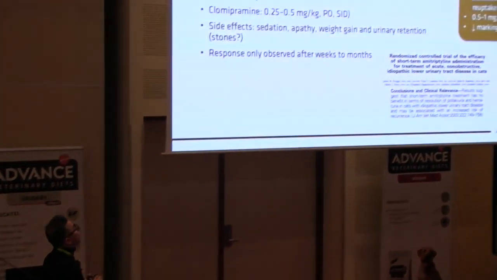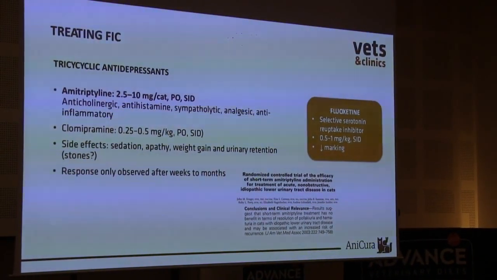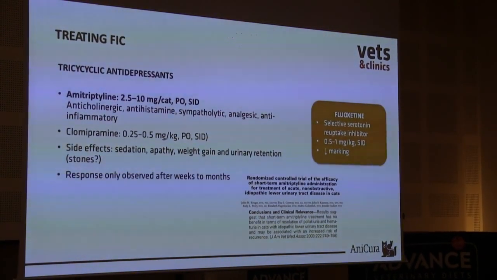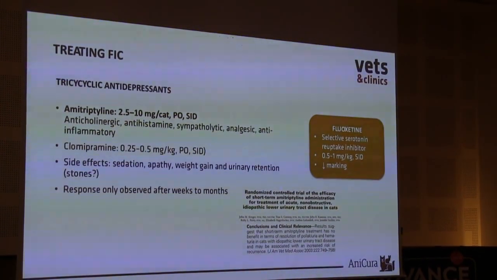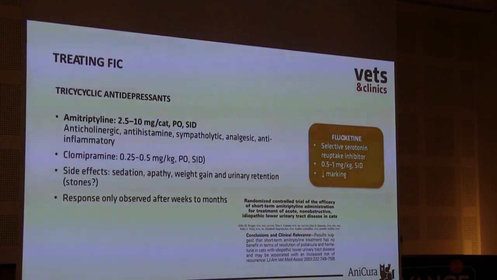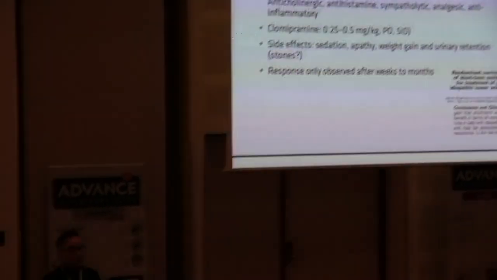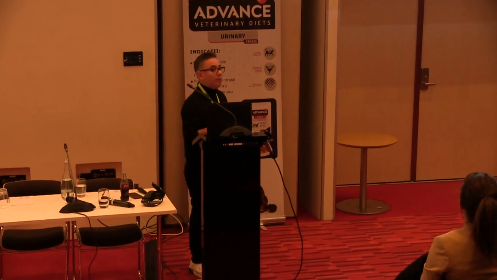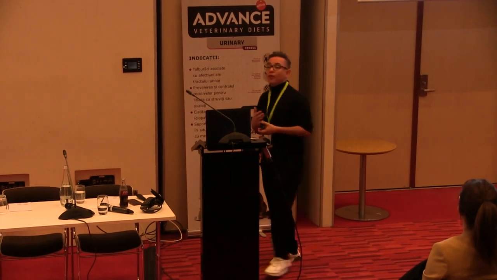This is where we have more evidence. In the chronic cases, we know that probably this cat is totally stressed, so we can use a tricyclic antidepressant, and the main one is amitriptyline. Okay, this is anticholinergic, antihistamine, anxiolytic, analgesic, anti-inflammatory, and all this works, remembering the pathophysiology. So this is a good option for recurrent or chronic cases, and we have evidence that this medication works.